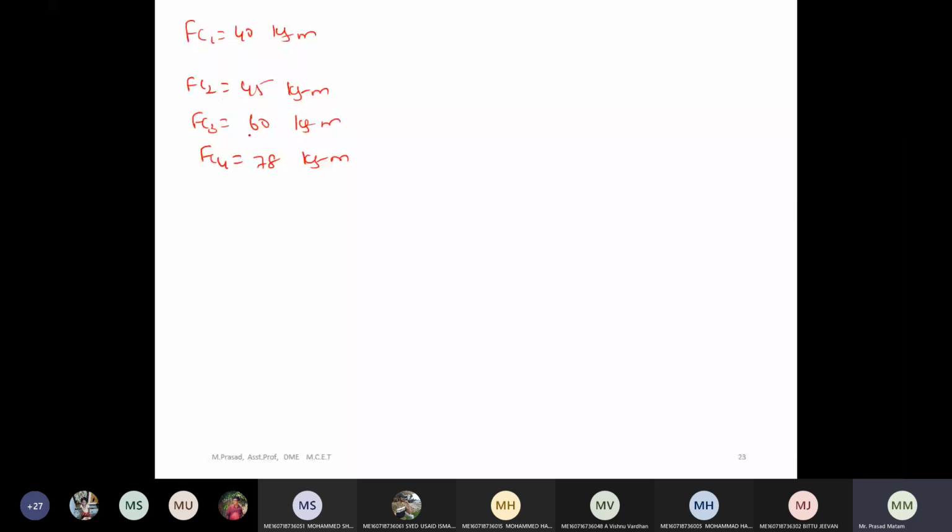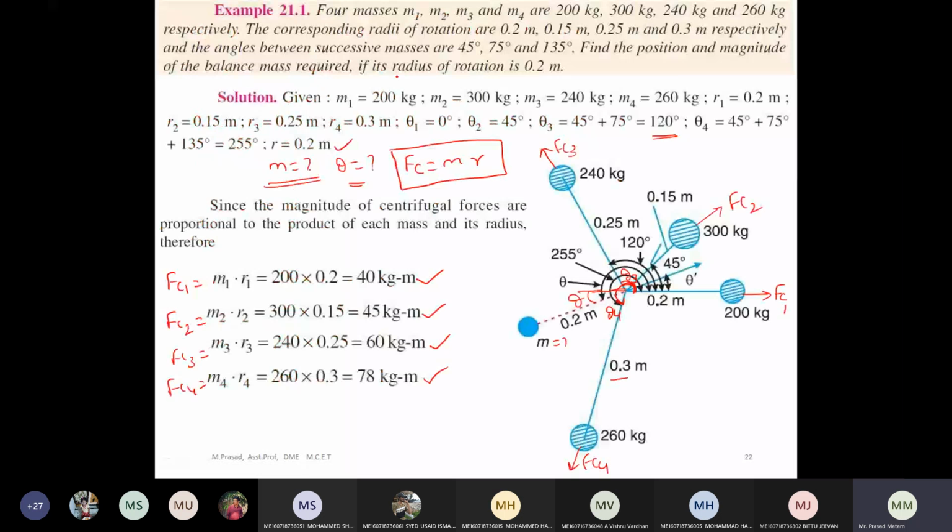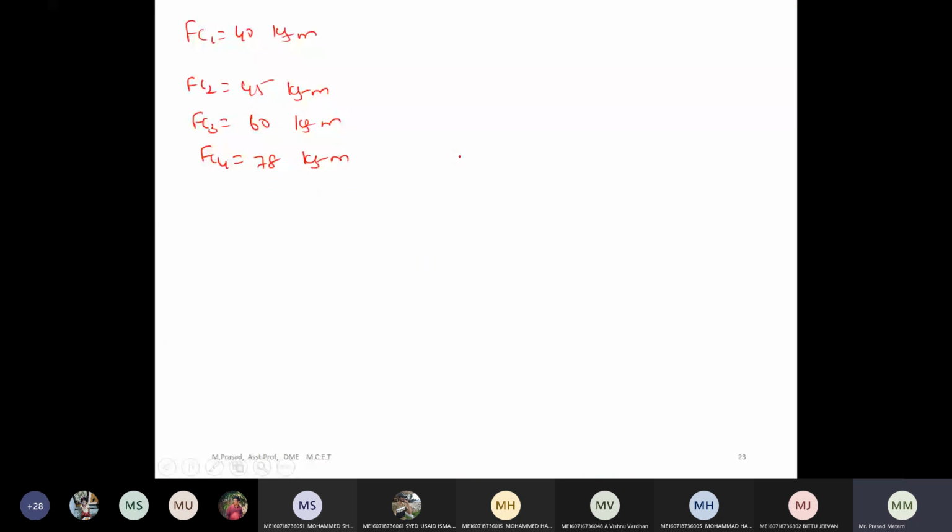Now resolve the forces along the x-axis and along the y-axis. Before resolving, note down the angle made by each of these. What are the angles? Theta 1 is 0 degrees, theta 2 is 45, theta 3 is 120, theta 4 is 255 degrees.